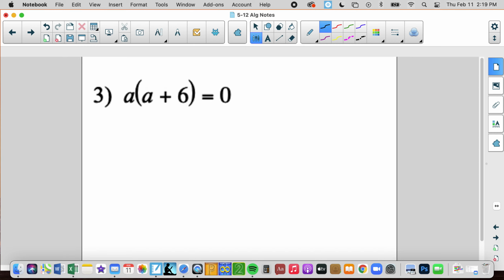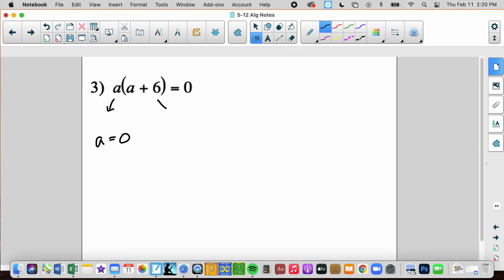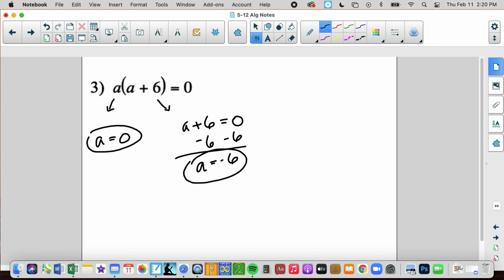So let's take a look at this one. I would like you to pause the video and set each of those equal to 0, isolate them, and then write your solution. When you're ready, push play, and we'll go over the solutions. Okay, so the first thing you do is you set one of them equal to 0. You set your other equal to 0. This is already isolated. We are going to subtract 6. A equals -6. And my solution set is -6, 0. And there it is. As easy as that.